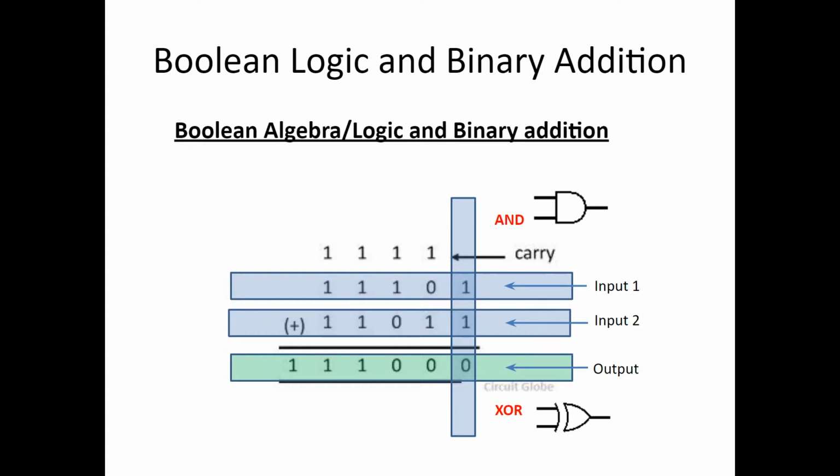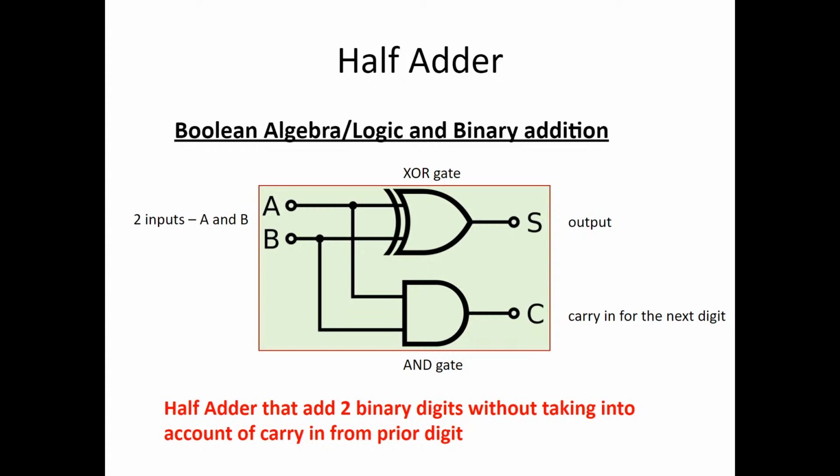Alright, let's go into the next slide. So, as I said before, the half adder and full adder. We're going to look into the half adder over here. The half adder is essentially, we have 2 inputs, A and B, and it will put out the output, and it will also have the AND gate for the carryover to the next digit. This is useful when you're trying to add 2 binary digits and you do not take into account the carry from the previous addition.